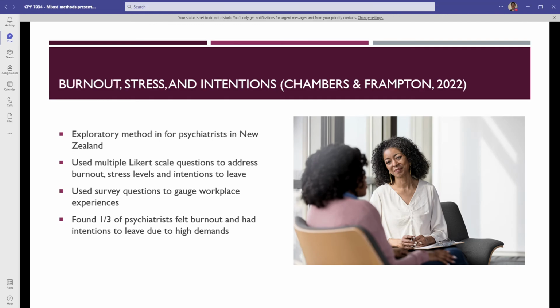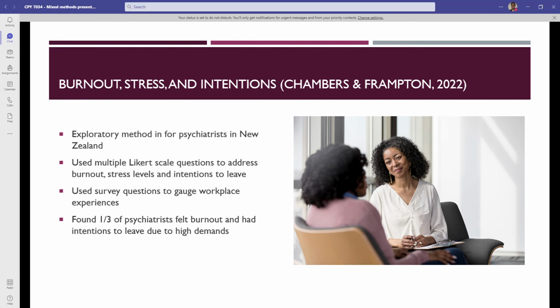So an example of applied research is Chambers and Frampton 2022, where they looked at the burnout, stress, and intention to leave of psychiatrists in New Zealand. How they did this is they used Likert scale questions to measure burnout, stress, and intentions, and then they used surveys to gather workplace experiences. With this, they found that 1 in 3 psychiatrists were experiencing burnout and had the intentions to leave.